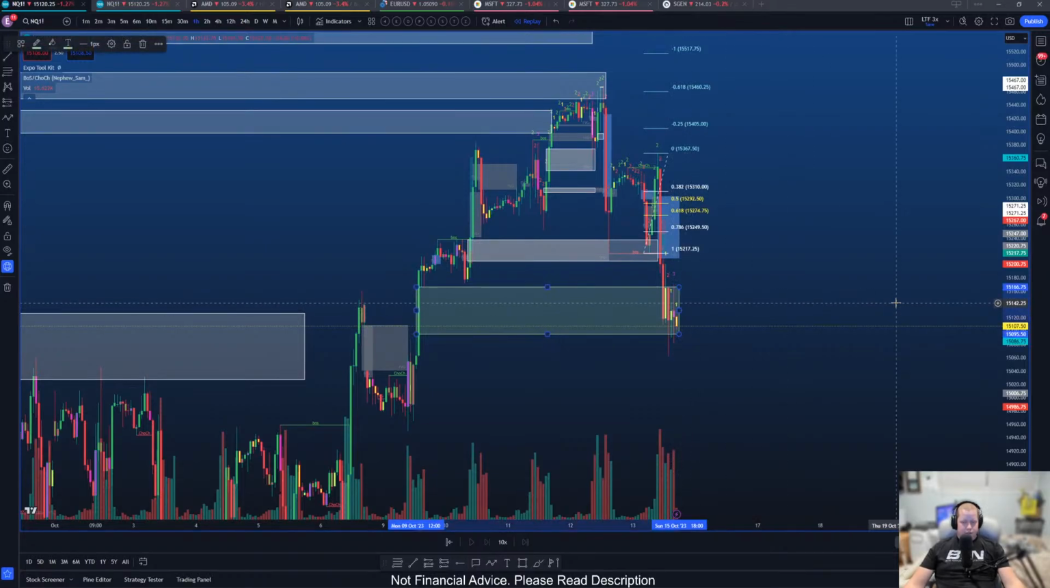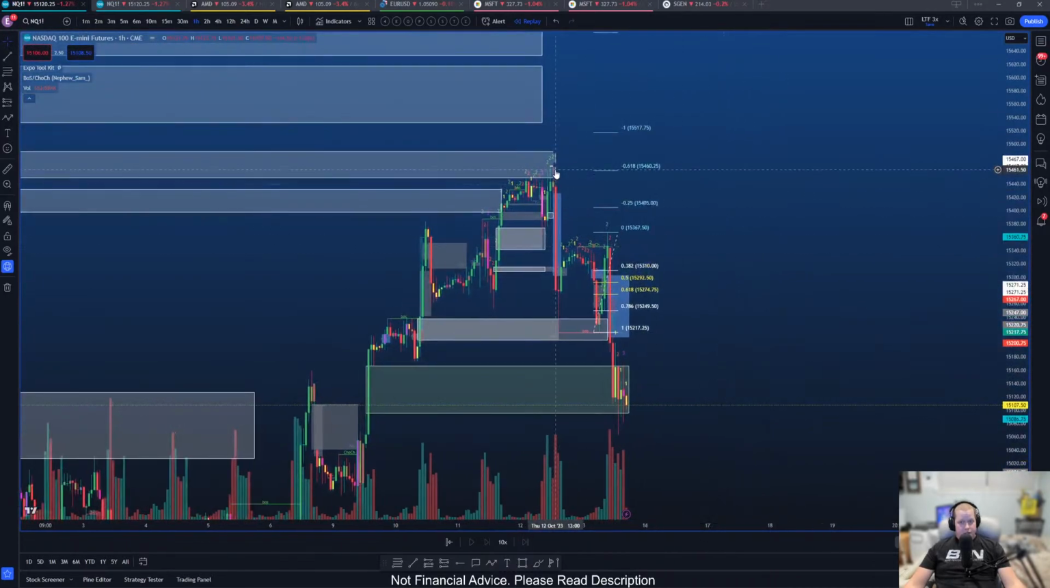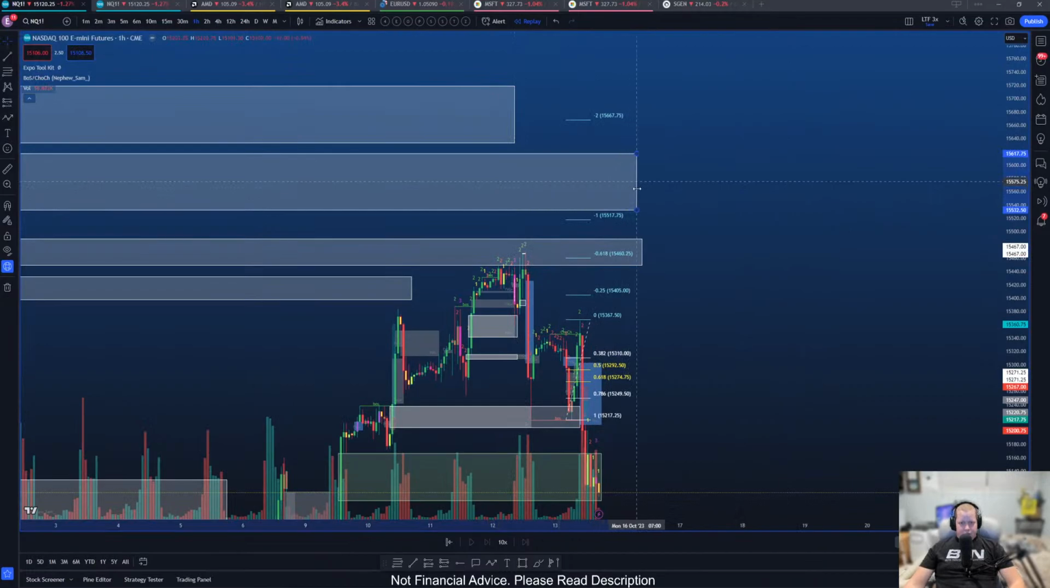So at the start of next week, what's my bias? If we can't break and hold under here with a 1 hour close, then my bias is long until we get back up to this level. Remember, we already closed above this one, so that one's no longer in effect. But these three above are.